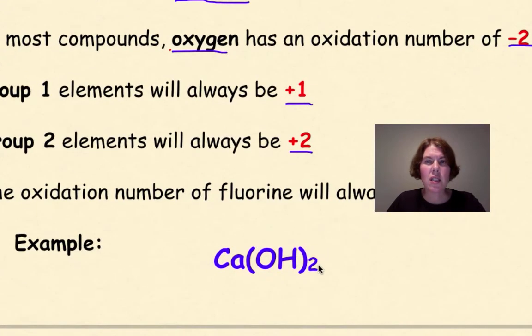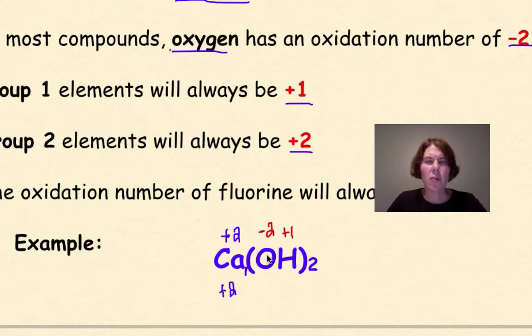So let's look at this example down here. This also brings in our first encounter with parentheses and how important they are. If we look at calcium, we know that calcium is a group 2 metal. Therefore, the only charge that calcium can be is +2, and there's an assumed 1 right here. So positive 2 times 1 gives me +2. Now, oxygen is going to be -2, and hydrogen is going to be +1.